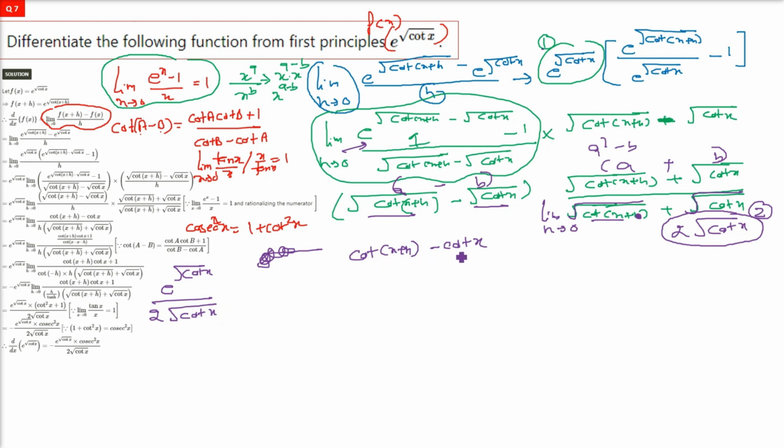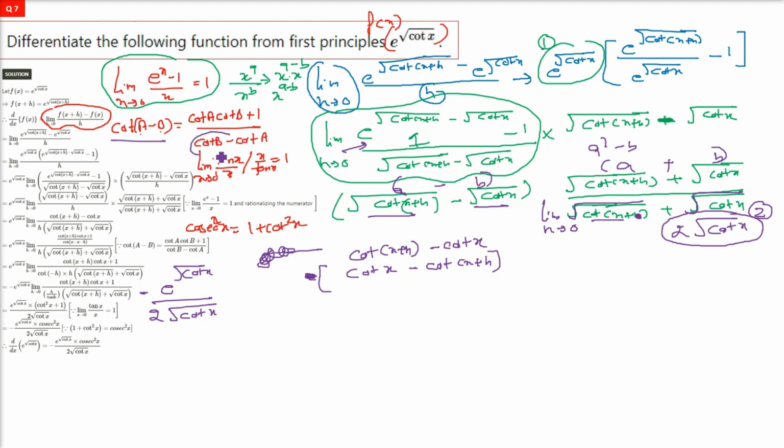Now we have to deal with this one, cot x plus h minus cot x. Now what is cot a minus b? Cot a into cot b plus 1 divided by cot b minus cot a. So if I just change the term, replace the term, if I want to get cot x minus cot x plus h, I have to multiply it by a negative. So when we multiply it by negative, it will be equal to the first term. So minus I will be using it. So I am just keeping this negative here. Cot x minus cot x plus h.